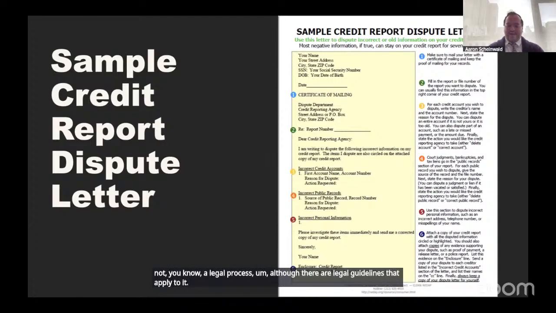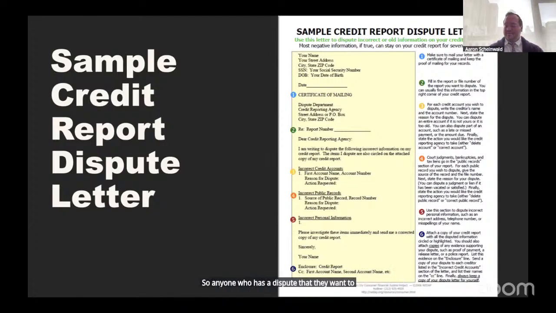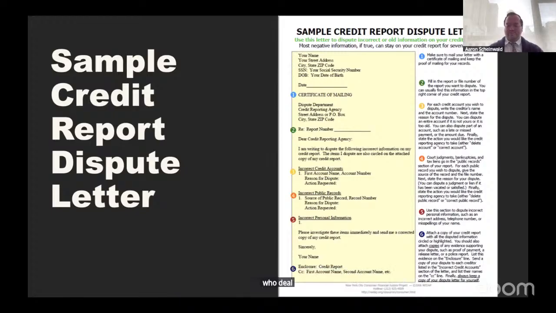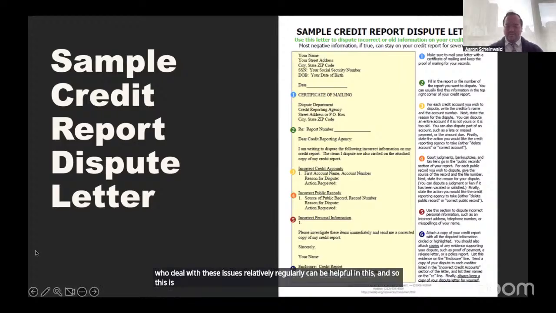So anyone who has a dispute that they want to initiate can write a business letter and dispute that information. The clearer it is, the more documentation you have, obviously, the more likely it is that you'll get the result that you want. But again, there's nothing magic about it, so you don't need a lawyer to do that. You don't need necessarily any third party to help you. But obviously, people like us who deal with these issues relatively regularly can be helpful in this. And so this is one template that one can use to do one of those disputes.